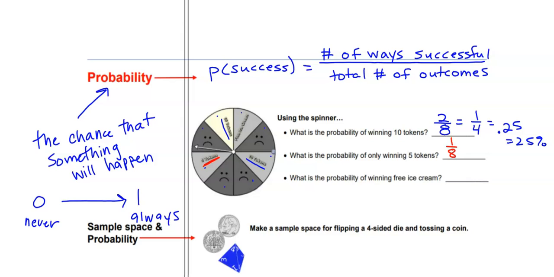And probability of winning free ice cream. Looks like that's this one right here. I should maybe change colors. Free ice cream, so once again, 1/8. Can't reduce it. You could turn it into a decimal if you wanted to. It doesn't say we have to, but it would be 0.125, which would be about 12.5%. So definitely not as likely. All right, moving on to the next question.